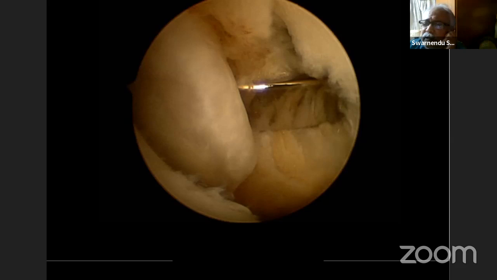Yes. Actually, most of the arthroscopic people put fewer screws, like what Sundararajan was saying.